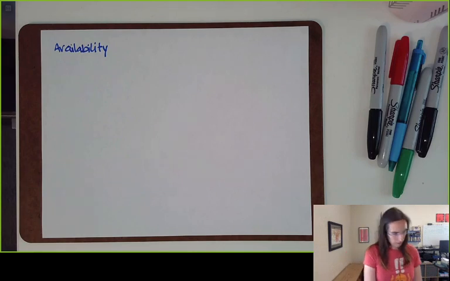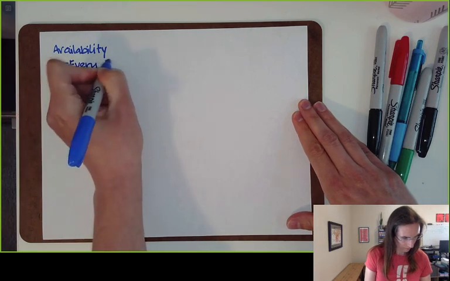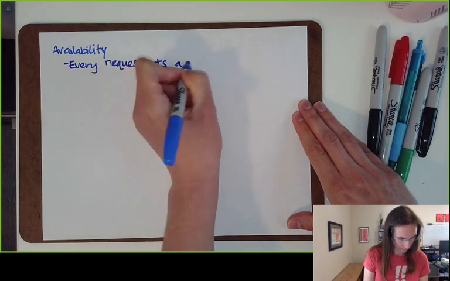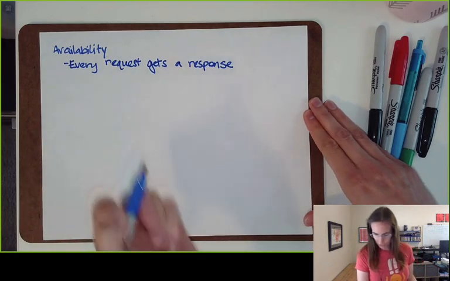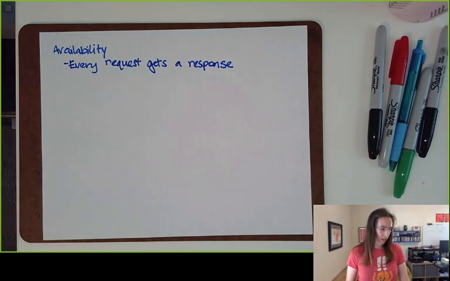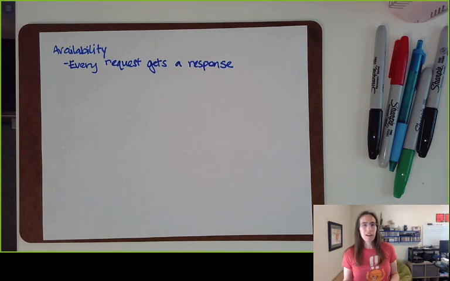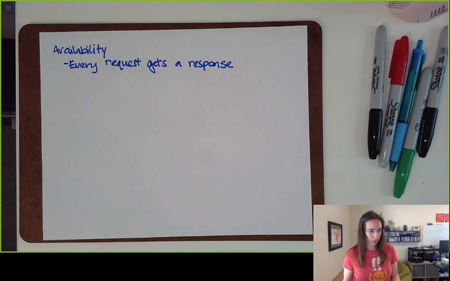Yeah, that's right. We said something like every request will receive a response. So that's one way to talk about availability. We could also say something like every request gets a response quickly, or we could talk about it in a sort of probabilistic way. We could say 99.9% of requests get a response quickly. So these are all ways to talk about availability. But to a first approximation, it's something like this. All requests receive a response.